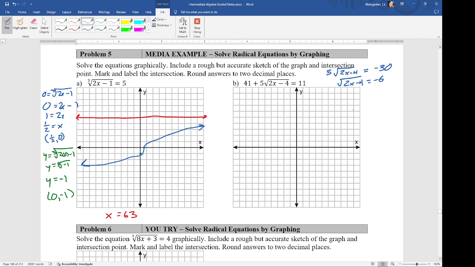Now we have a problem here. The output of square roots are always positive. So because we have a square root equaling a -6, there is no solution.